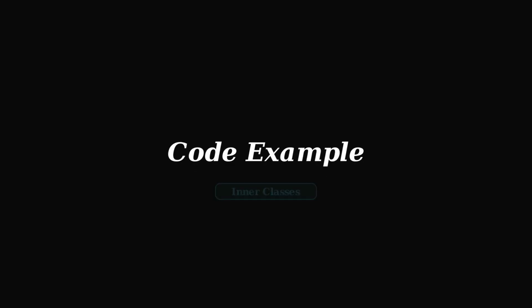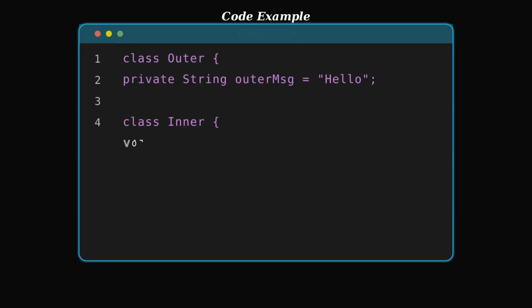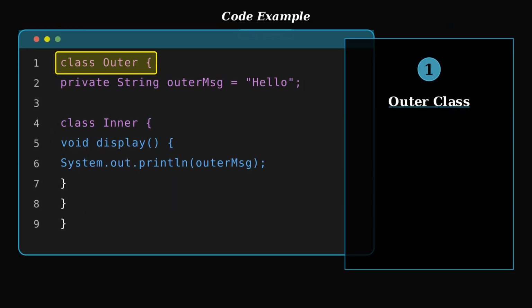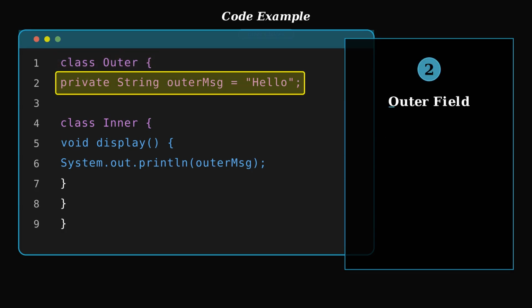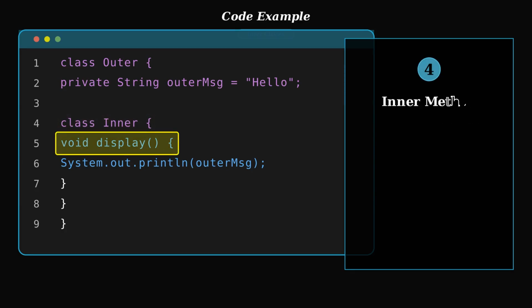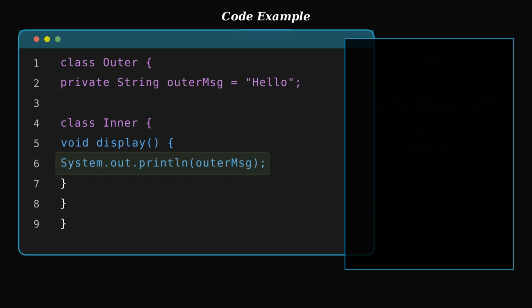Let's see how to implement inner classes in code. Here is the implementation. Outer class. Define main container class. Outer field. Private field in outer class. Inner class. Define class inside outer. Inner method. Method in inner class. Access outer field. Inner accesses outer's private field. Now let's see the output of this code.